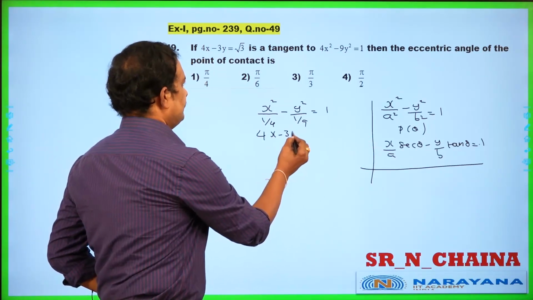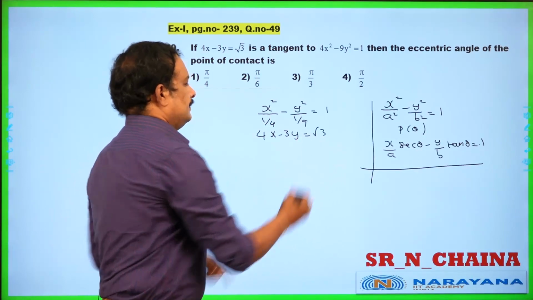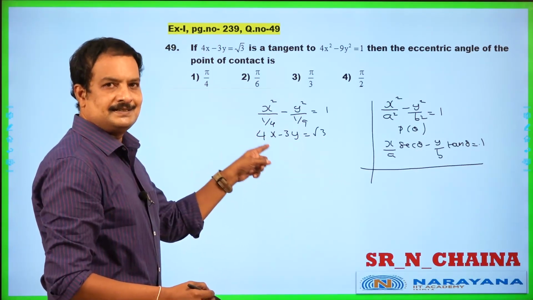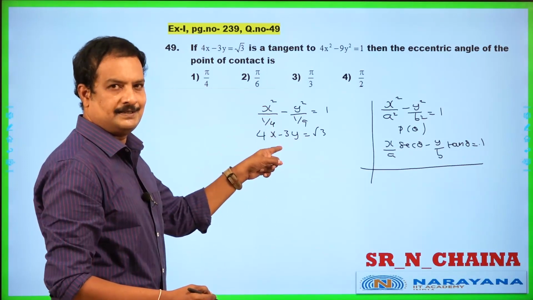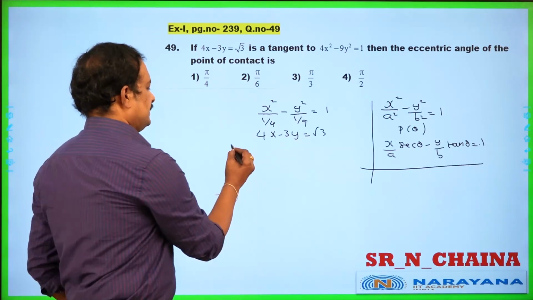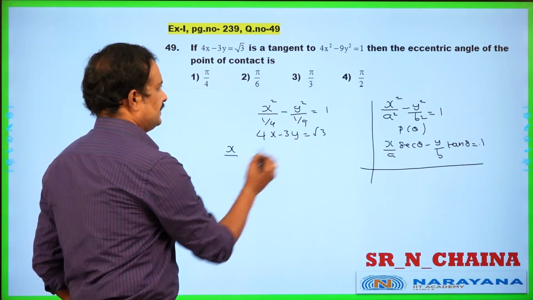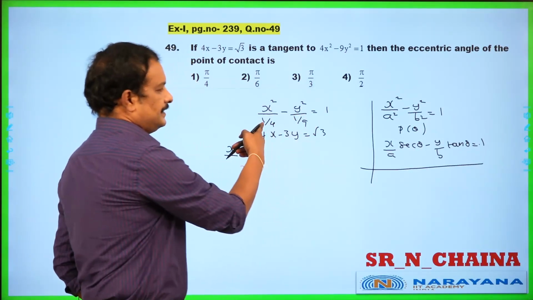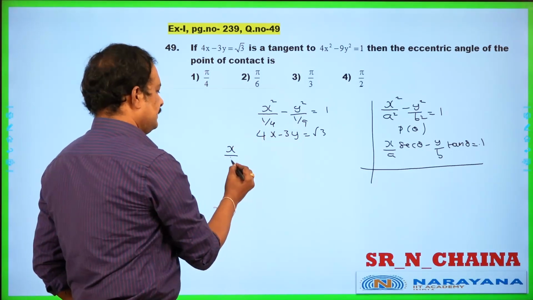4x minus 3y equal to root 3. We are going to assume that this is a tangent to this hyperbola at a point theta. Then what is the equation of the tangent? That one. So x by a, so here we are going to write x by a value. What is the a value here? a square is 1 by 4, so a value is 1 by 2.